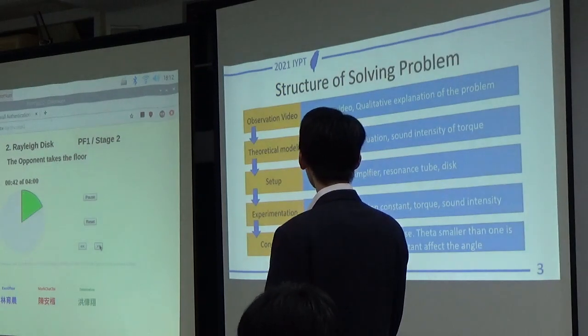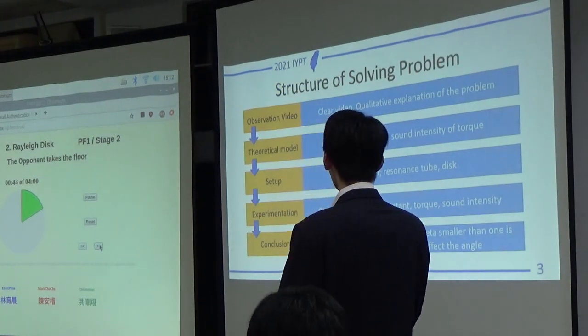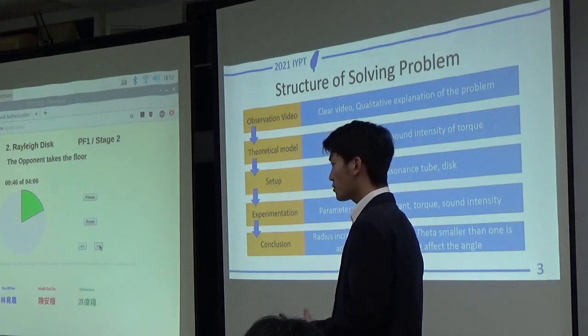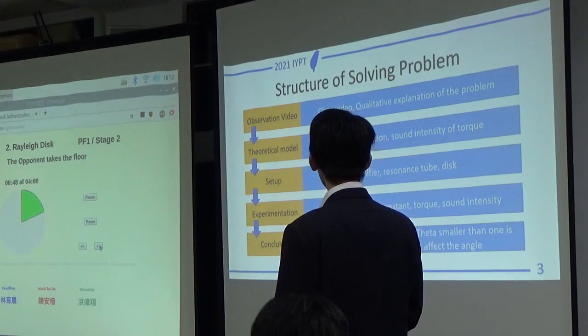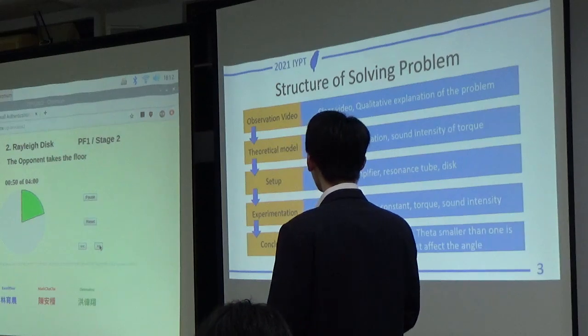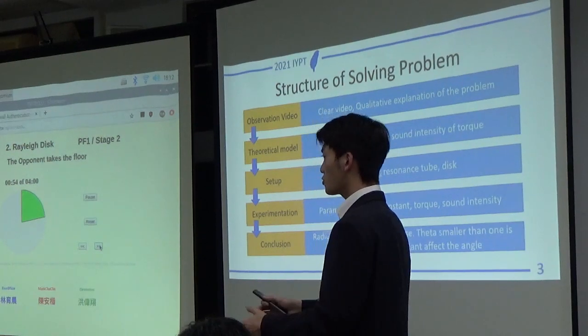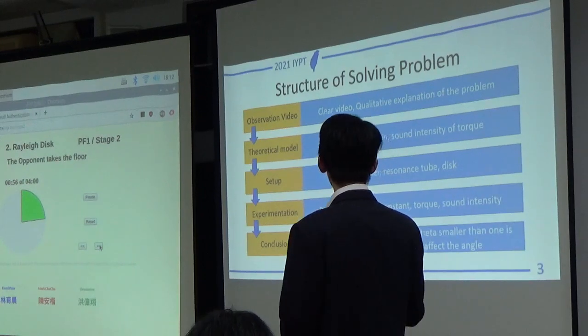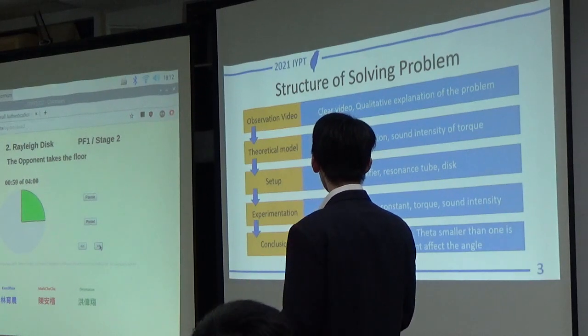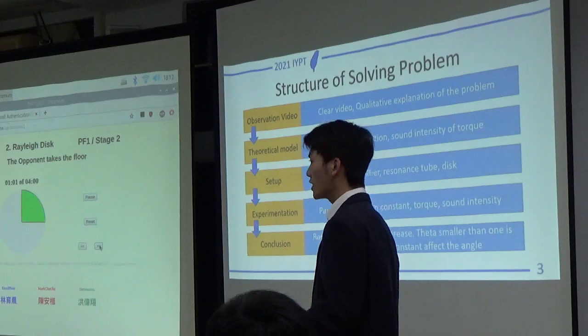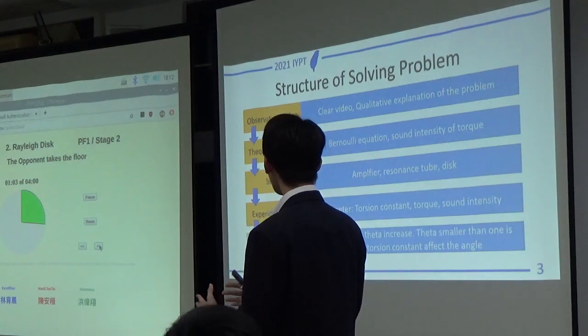So now it's the structure of solving the problem. For the observation video, I think they gave a great clear video and a qualitative explanation of the problem. For the theoretical model, they use Bernoulli's equation to calculate the pressure torque and the sound, and they get the sound intensity of the torque and how it will affect the angle of the braided disc.